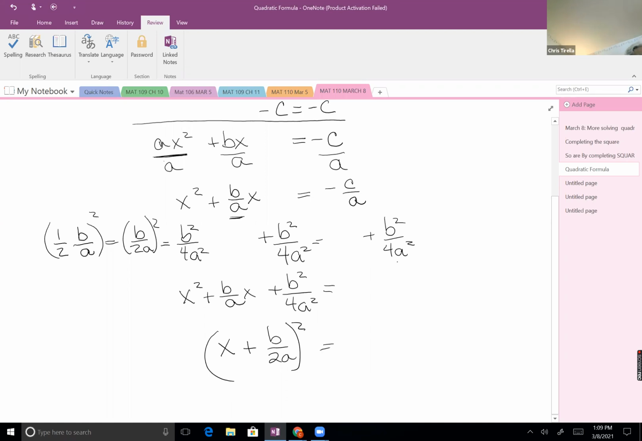On the right-hand side, in order to add, I need a common denominator. So I'm going to multiply here 4a to both sides. So that gives me minus 4ac over 4a squared. Now they've got a common denominator. I can add it. I'll keep the denominator. And I'd have b squared minus 4ac in the numerator.